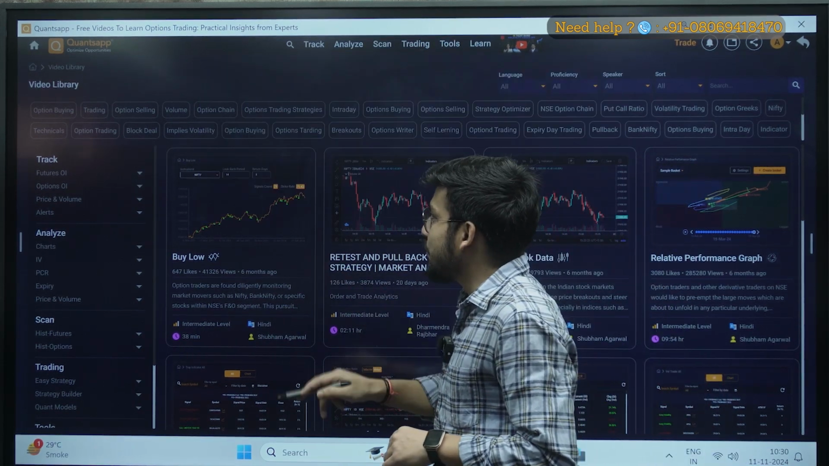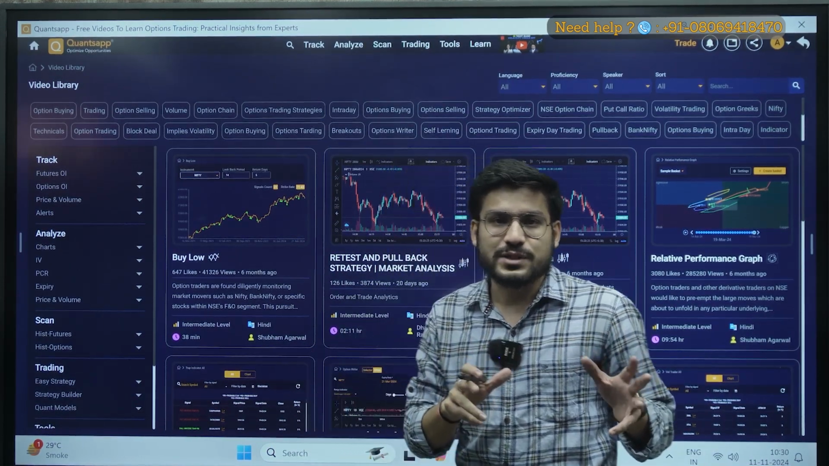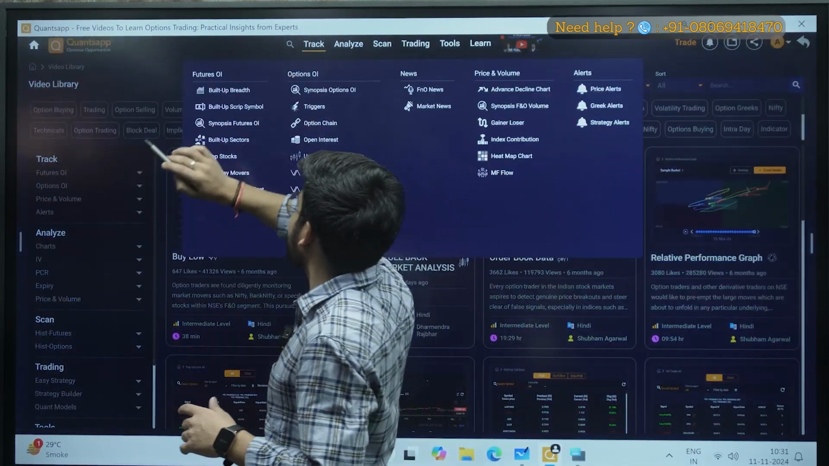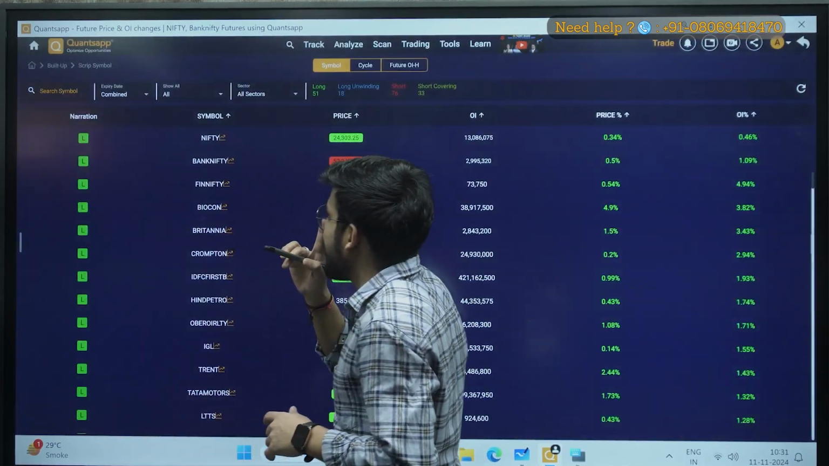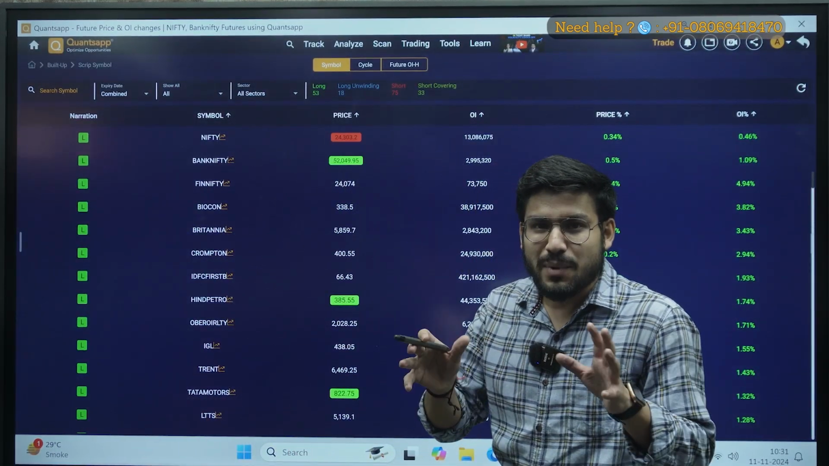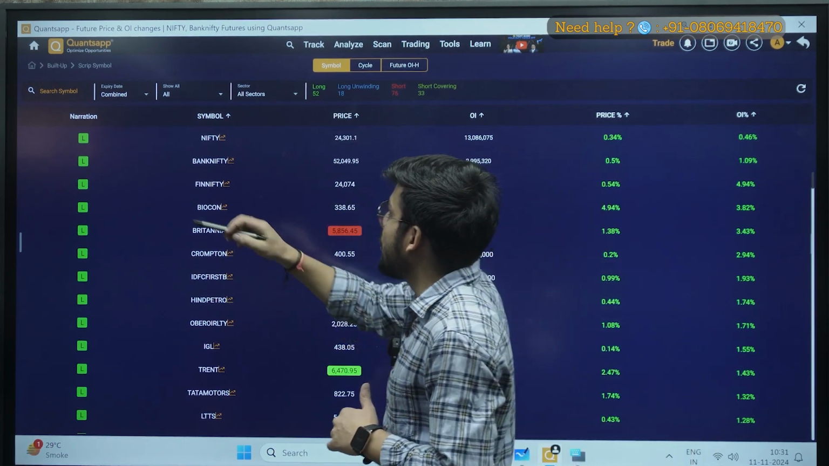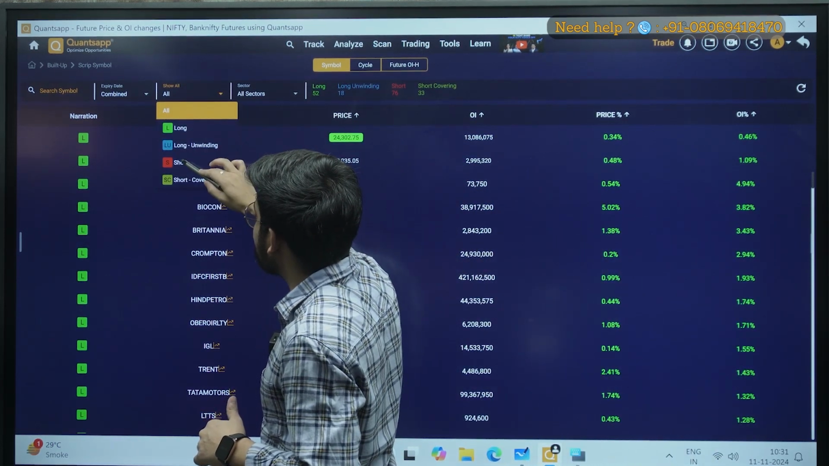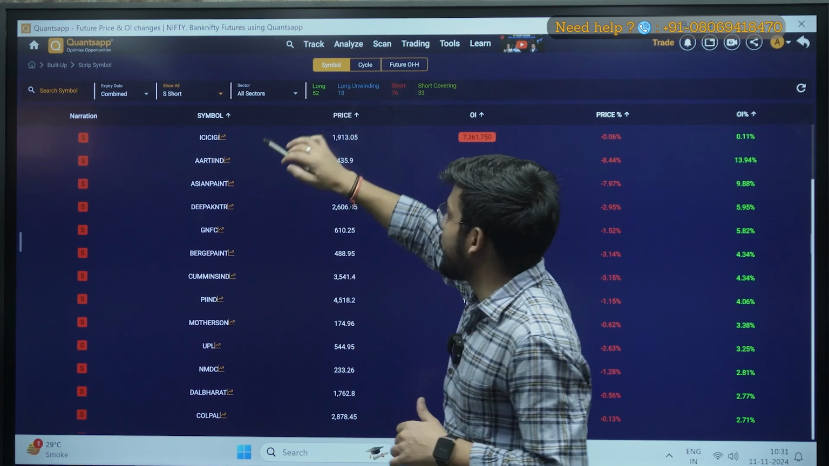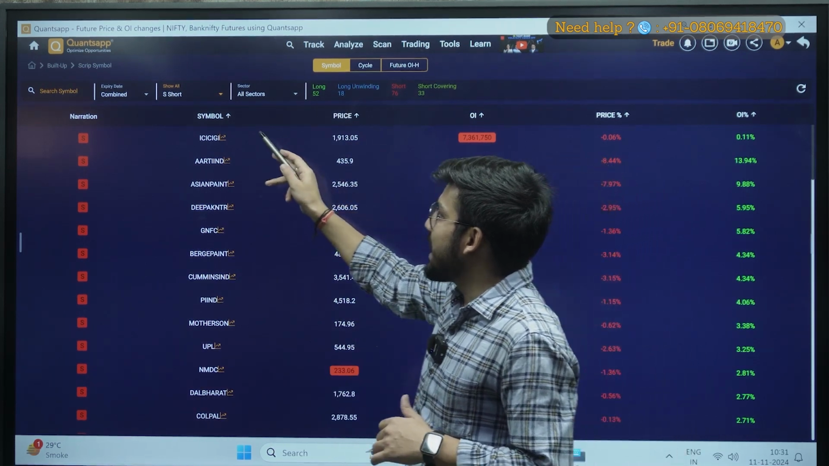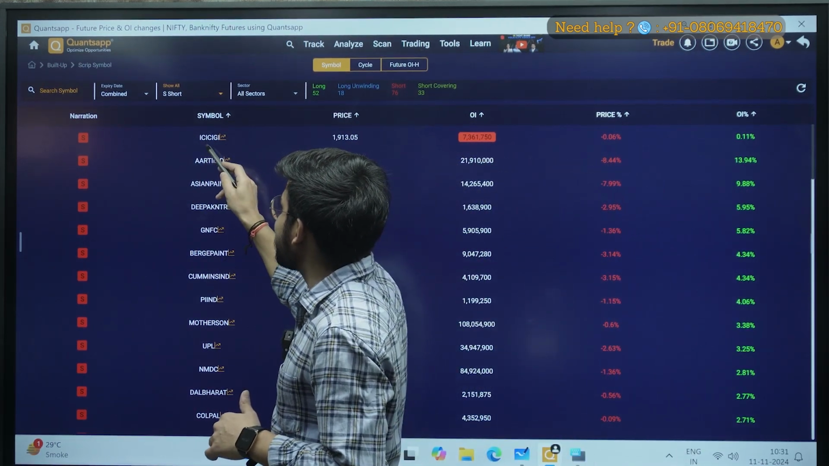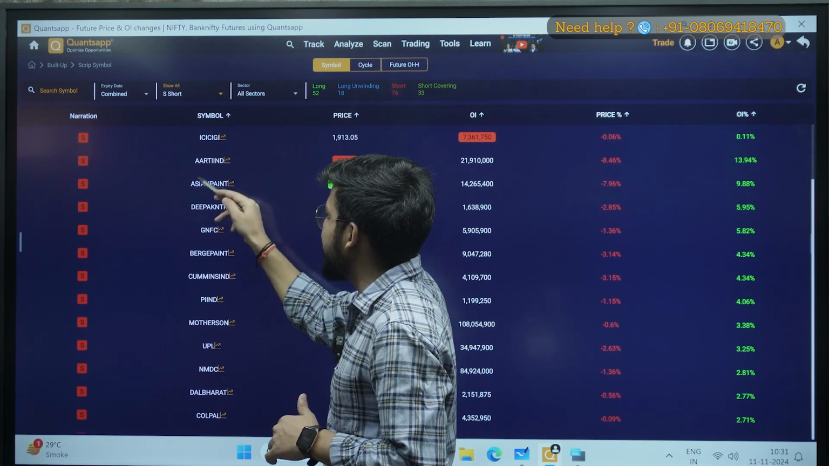Okay. Now, first of all, I will select a stock. For that, I'm going to the track section and the built-up scripts symbol. Now the sentiment of the market is somewhat bearish, so I will go with the short position. In the short position, I can see there are some stocks, for example, ICICIG, then Aarti Industries, Asian Paint.